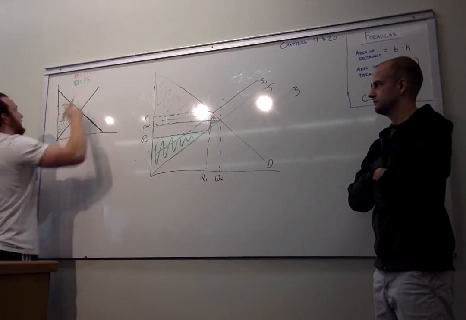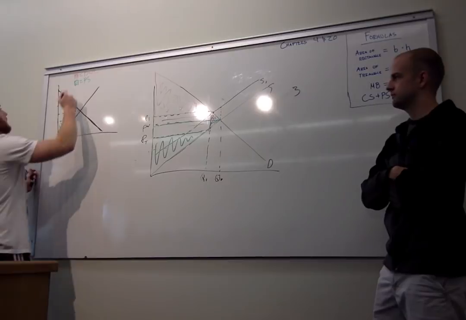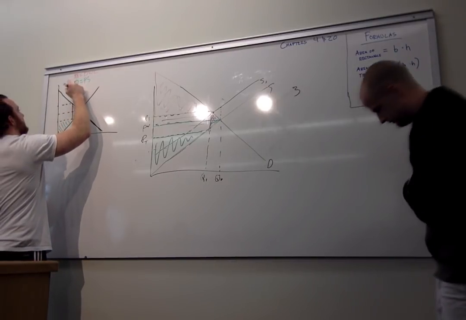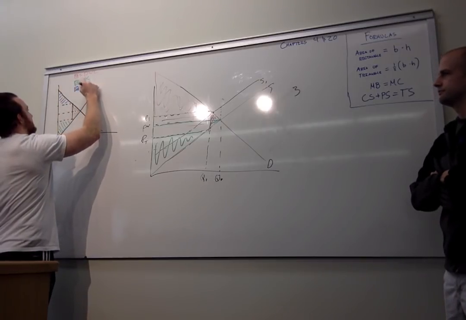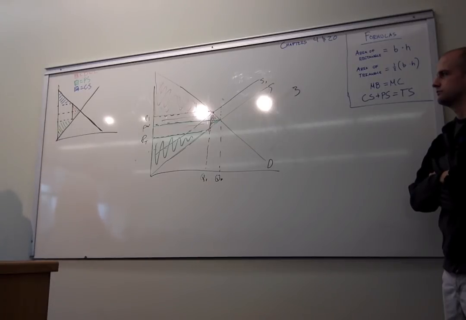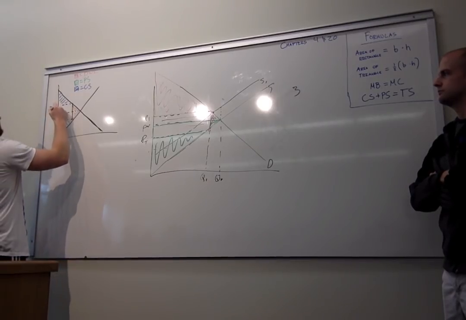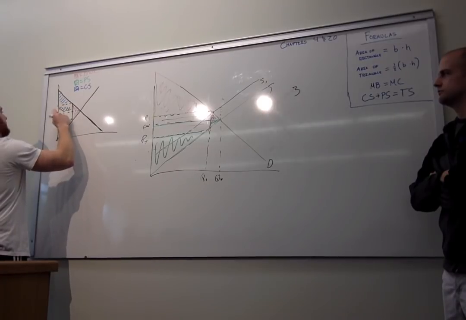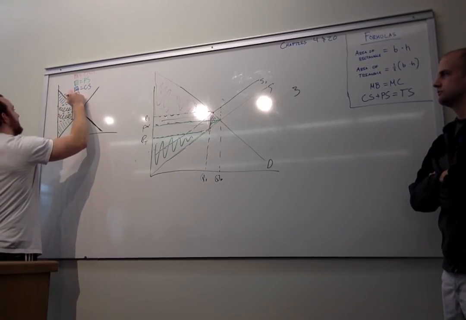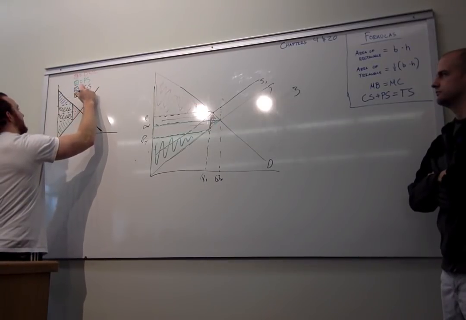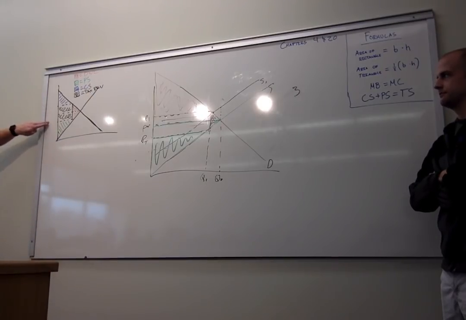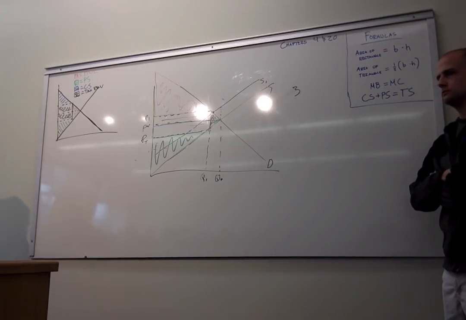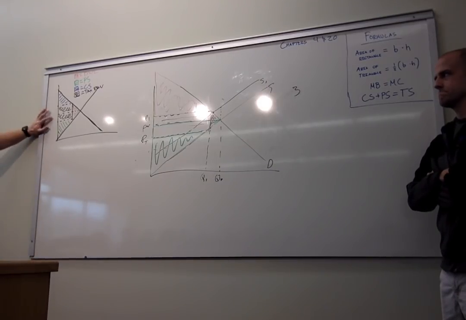There's your producer surplus. Blue will be your consumer surplus. And then this black area is tax revenue. So if you want to throw something like this in your notes, that's just clearly labeled. It might be helpful for you to reference it every once in a while.